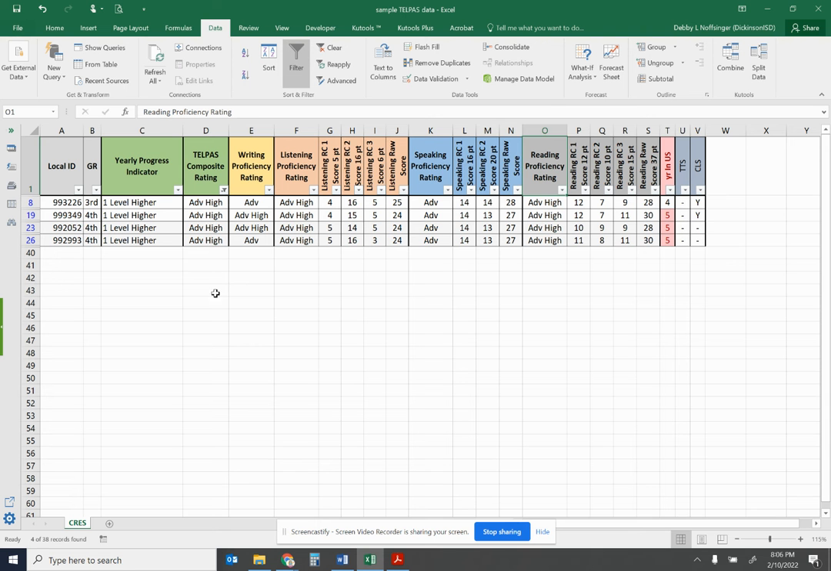These students have a composite score of advanced high, but we know that they cannot exit TELPAS unless all four domains are advanced high as well. So when we look at this student, the writing is advanced, the speaking is advanced. So if we want to help the student prepare for exiting, we know that we need to help them with speaking and writing.